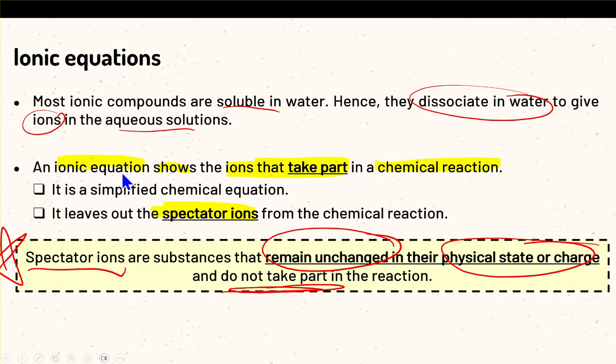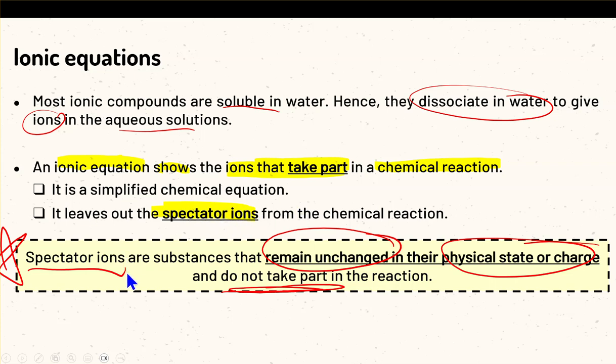An ionic equation shows the ions that take part in a chemical reaction. Those ions that do not take part in a chemical reaction are not changed before and after the reaction. They will not be inside the ionic equation. It is a simplified chemical equation. It leaves out the spectator ions that are not involved in the chemical reaction.